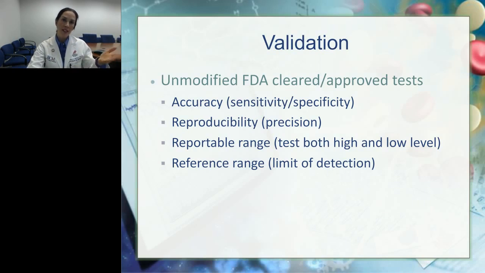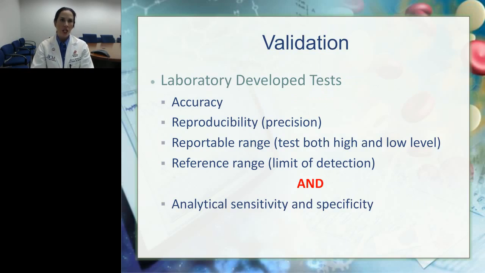Reportable range means that when you're doing this validation, you should really evaluate things at both the high and low levels. And the reference range means that you really should be documenting that you're not detecting things below what we call the limit of detection. So all of that has to be done anytime you validate any test in-house. But if you are developing your own laboratory developed test or modifying any FDA test, you also have to establish the analytical sensitivity and specificity.